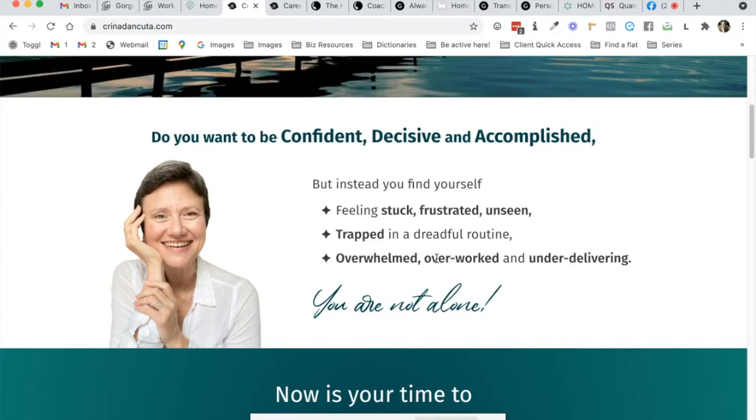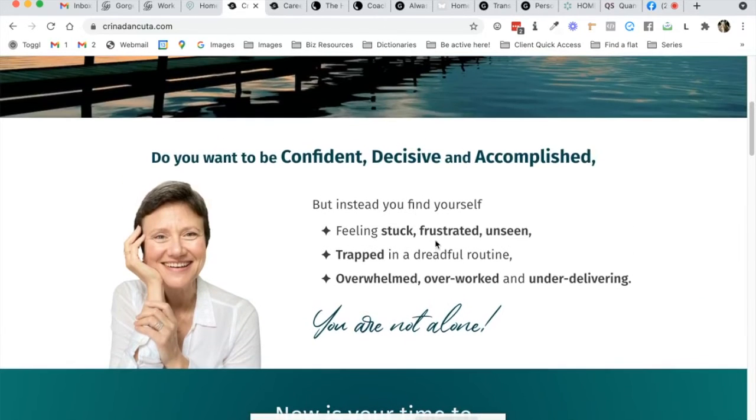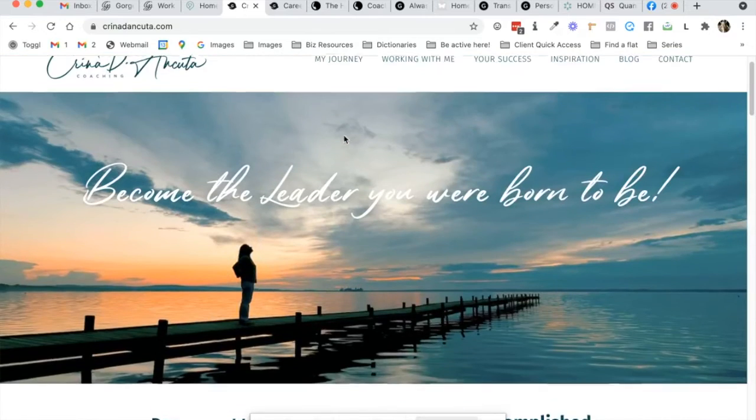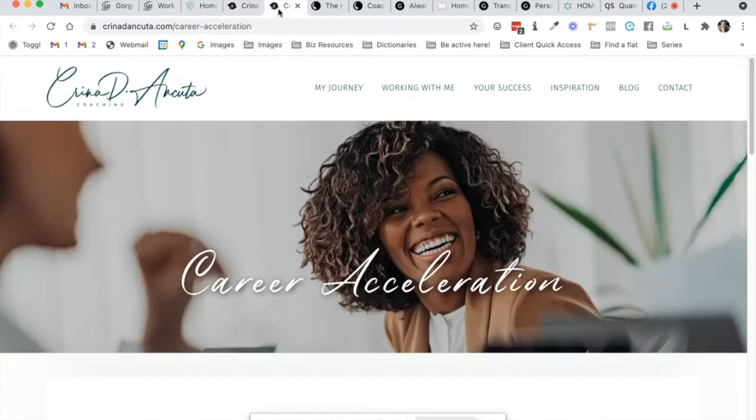So anyone who's looking for a better career, I'm sure those of you who come from corporate can really recognize these things. So you find yourself like this, this, this. And her client, she knows them really well. She knows that these are the words they use. And this definitely creates those yes reactions. Like, yeah, I do feel stuck. I do feel trapped in a routine I don't like. So that is something that you can use on the homepage.